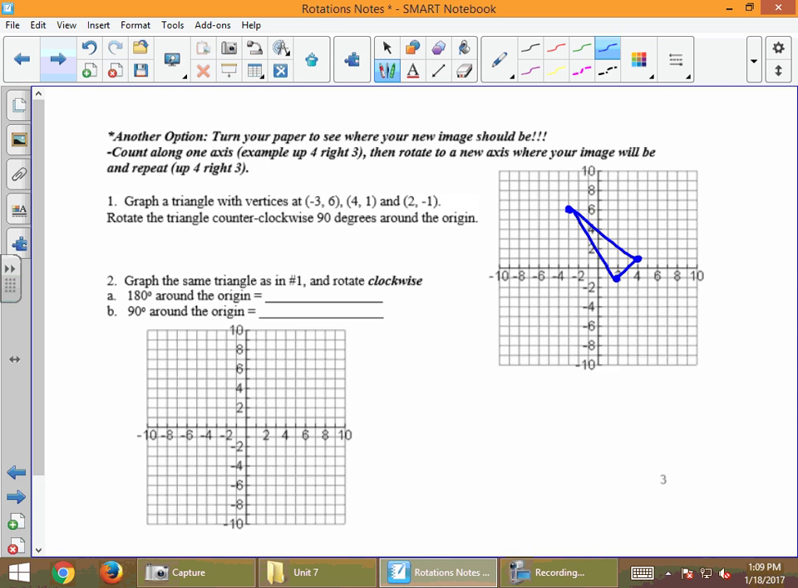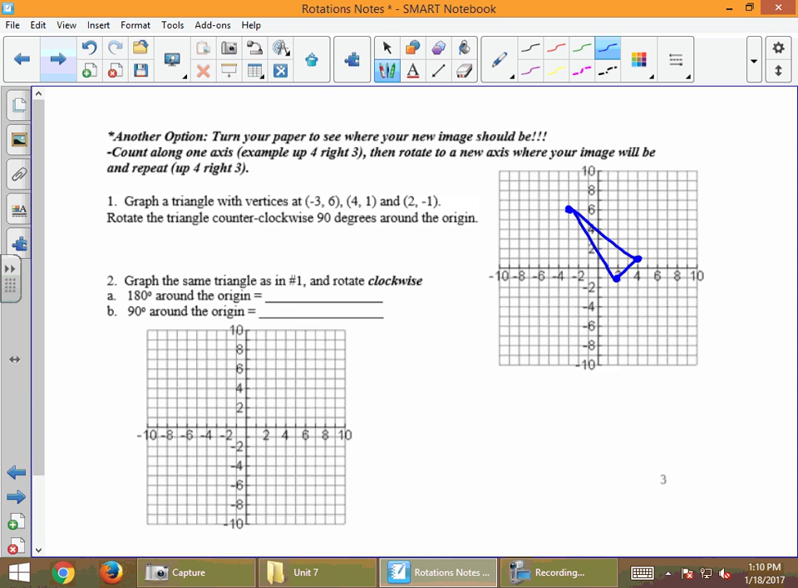Sometimes you're given the triangle, then you've got to do it. Sometimes you're given points, and you've got to make the triangle. So it depends on what you're given. We want to rotate it counterclockwise 90 degrees. So what do I have to do to these points to rotate it 90 degrees? Look back at your notes. Megan, what do we do? Flip the points. That's exactly what I want to do.